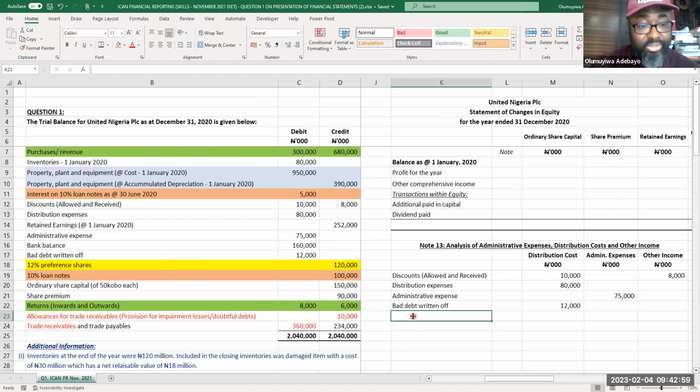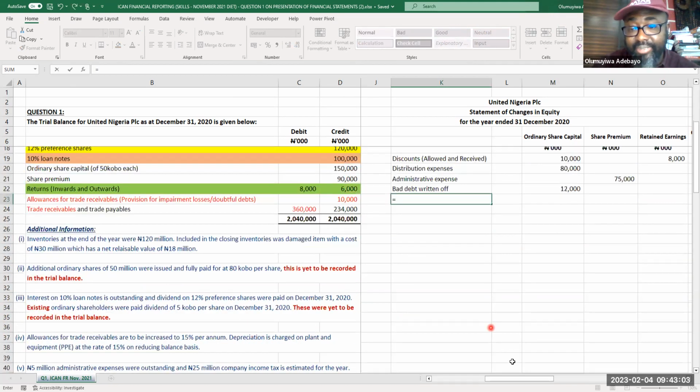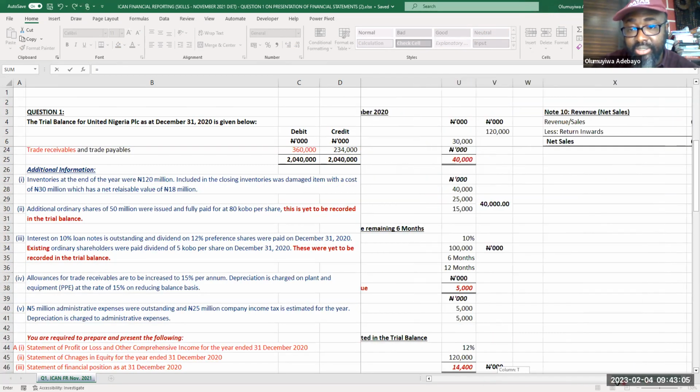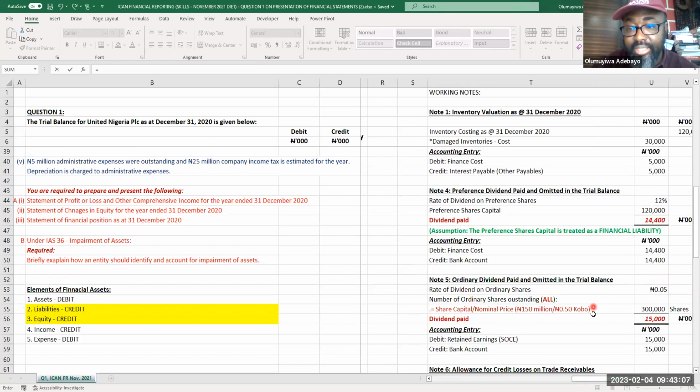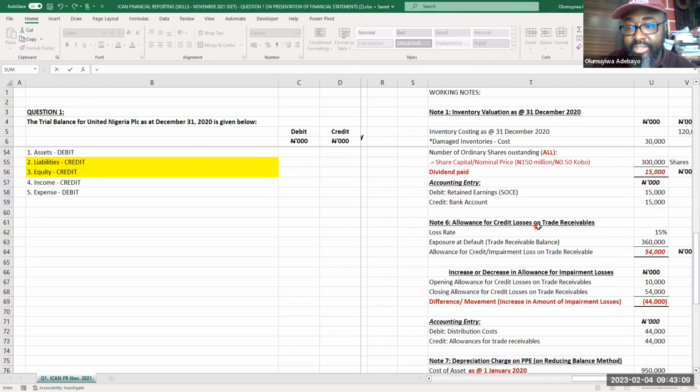Now, impairment losses. Remember, we had an increase in impairment losses. What note is that? That's note 6. I'm going to reference that note. That increment goes to distribution cost according to our entry here.